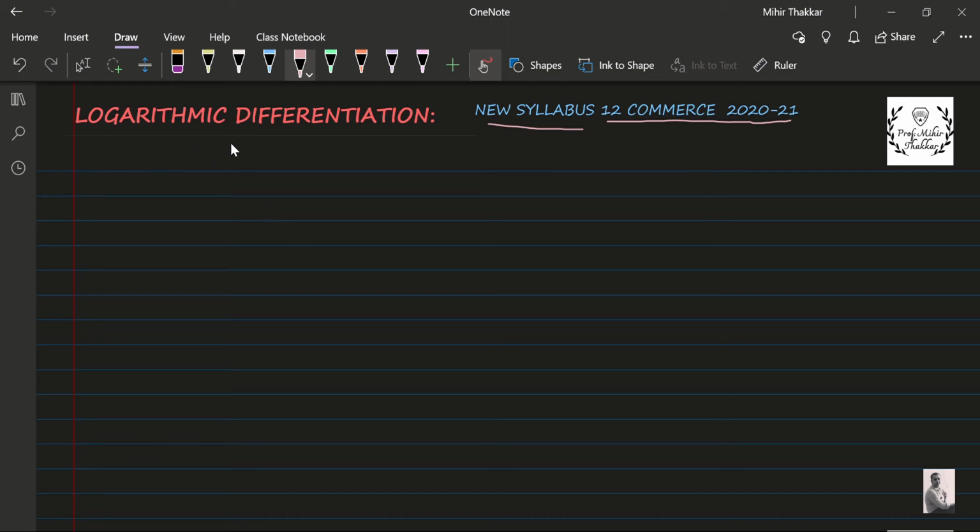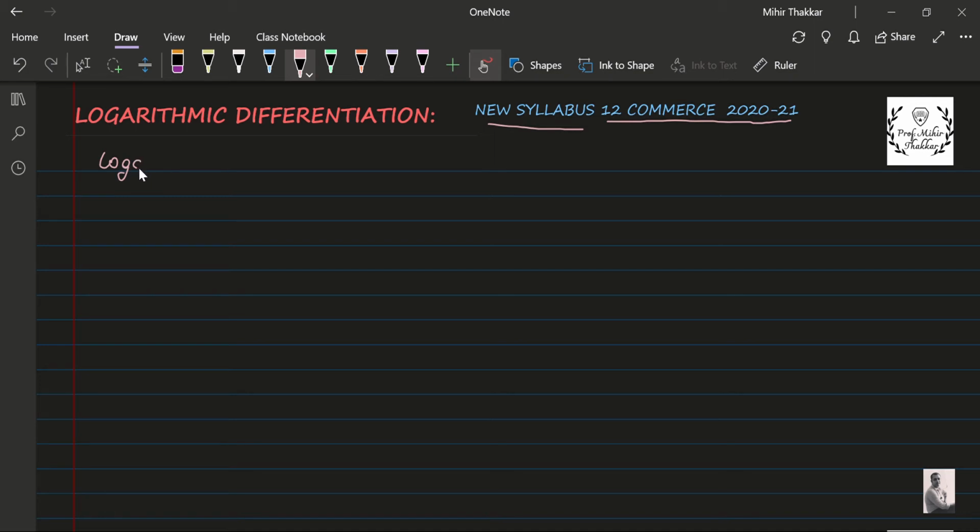Now let us first of all understand how to apply log, what is the definition of log, and what are the different rules of log. I'll give the basics of log, but I have made an exclusive video for logarithms. I am also providing the link for that in your description box. Please check it out.